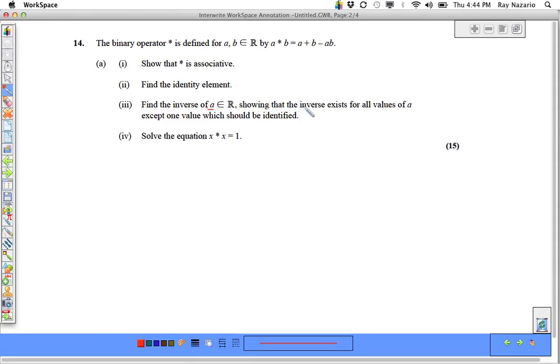And showing that the inverse exists for all values of A except for 1. Then we need to solve this equation. This should not take us 15 minutes, so let's begin.